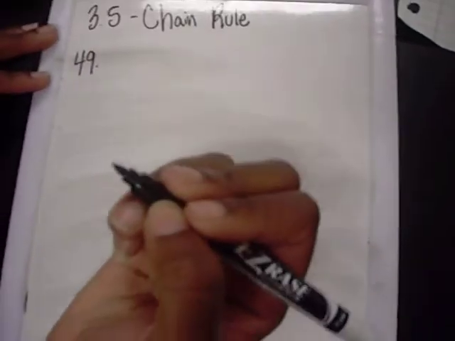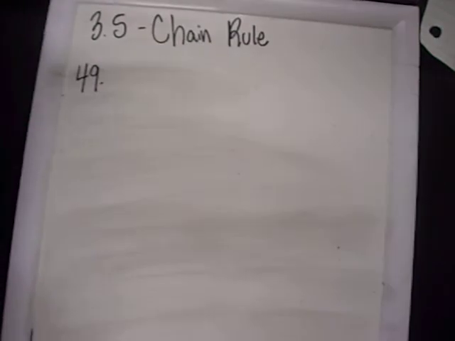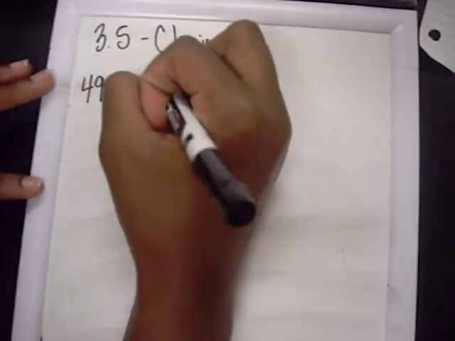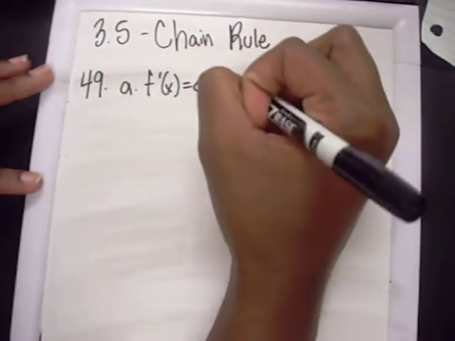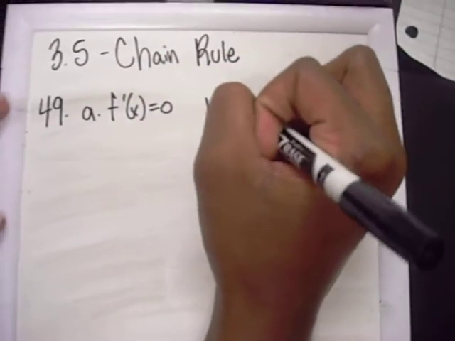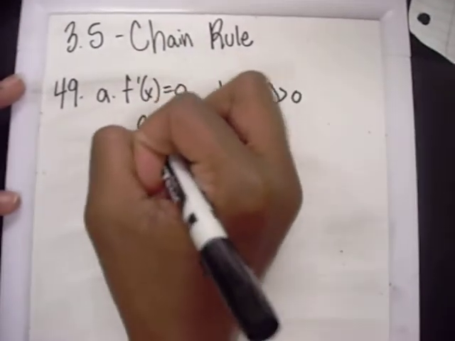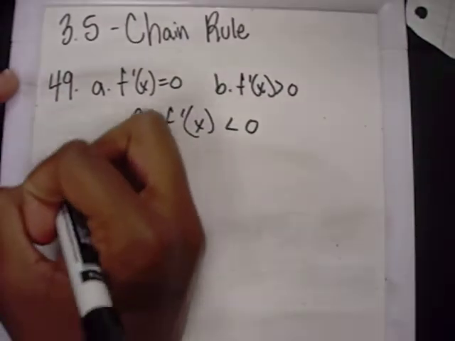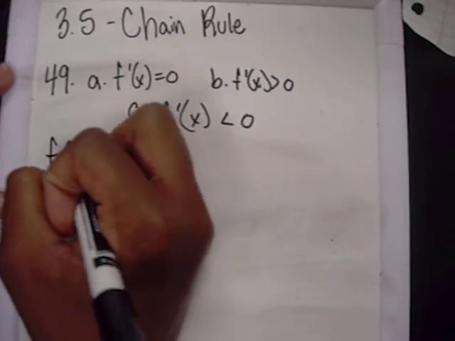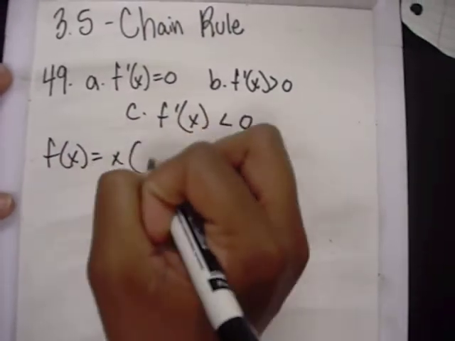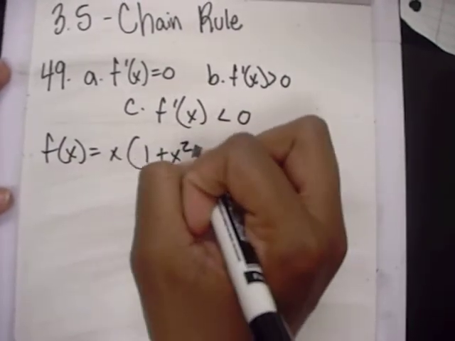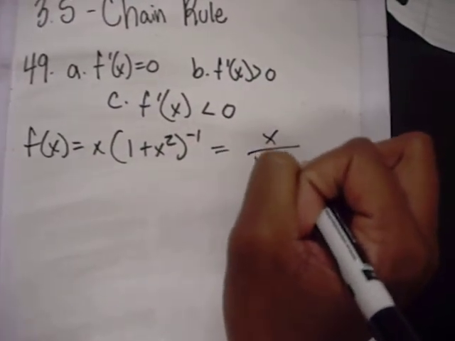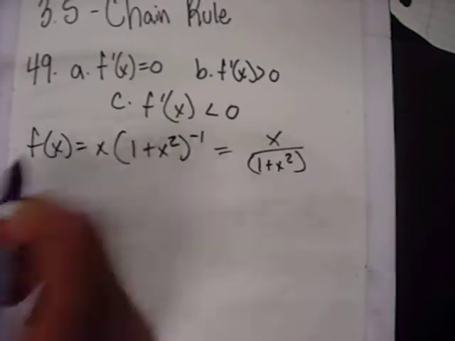49 says determine the values of x for which a, f prime of x equals 0, b, f prime of x is greater than 0, and c, f prime of x is less than 0. For 49, the problem is f of x equals x times 1 plus x squared to the negative 1, which can also be written as a fraction, but for these purposes, we'll leave it like that.